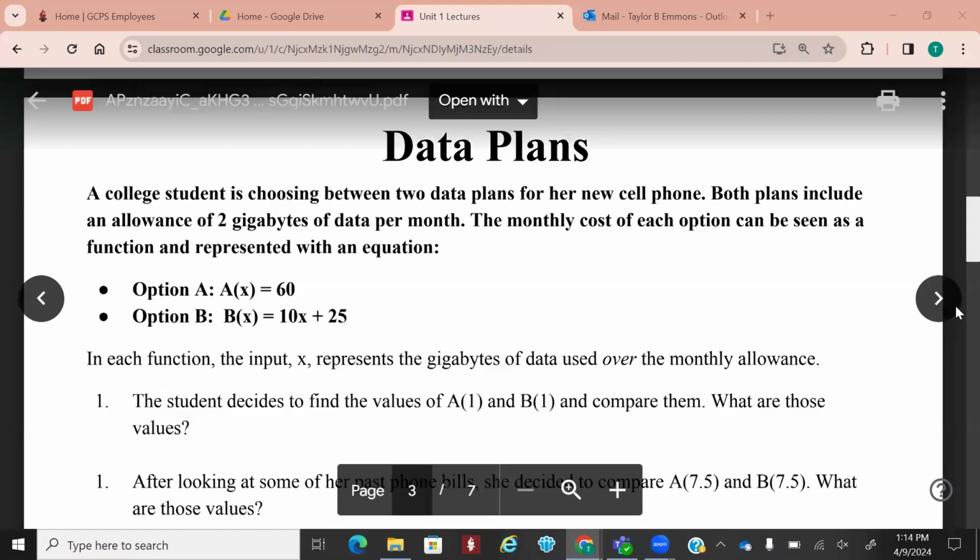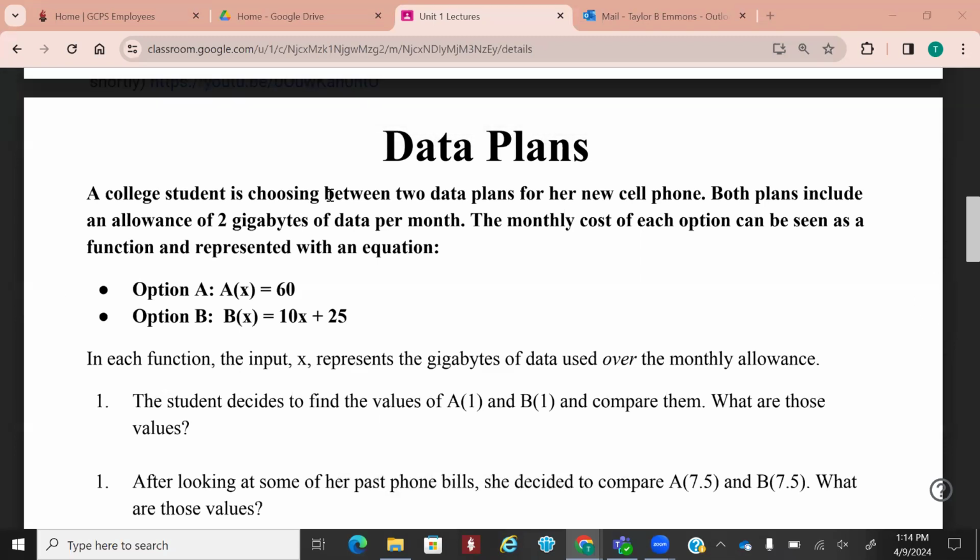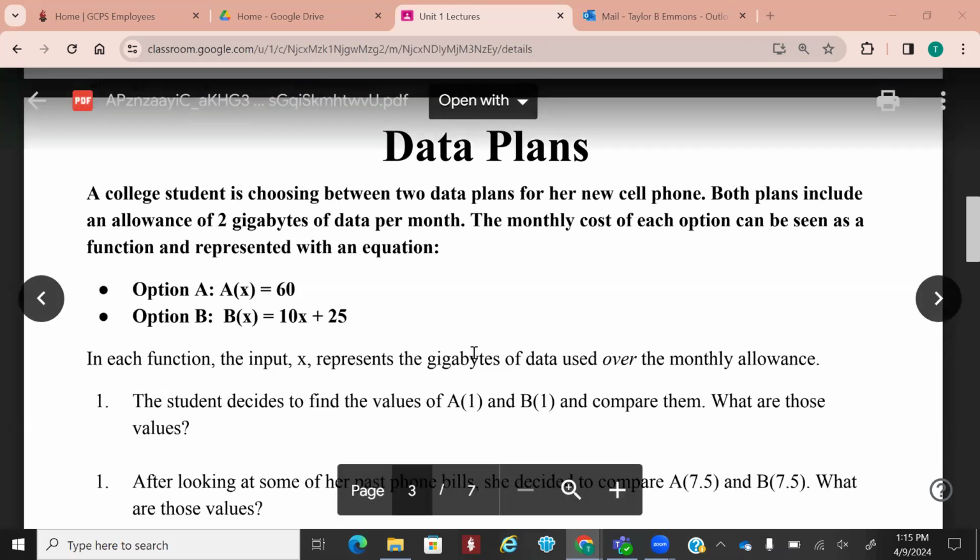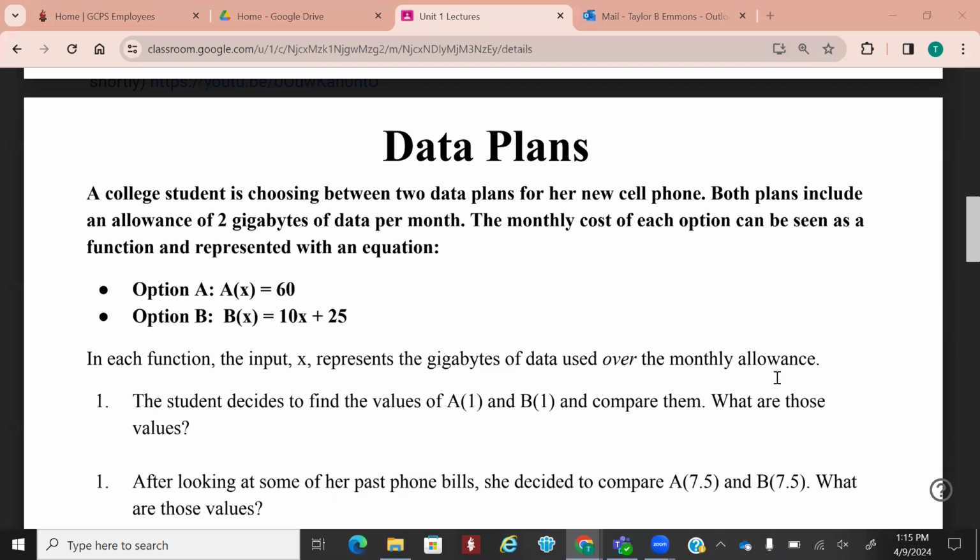All right, so here's the second part of Unit 1. It says a college student is choosing between two data plans for her new cell phone. Both plans include an allowance of 2 gigabytes of data per month. The monthly cost of each option can be seen as these different functions. In each function, the input X represents the gigabytes of data used over the monthly allowance.